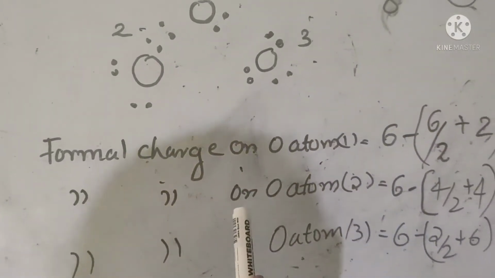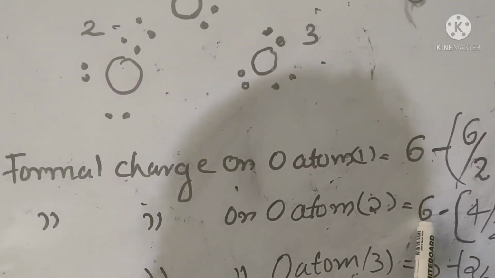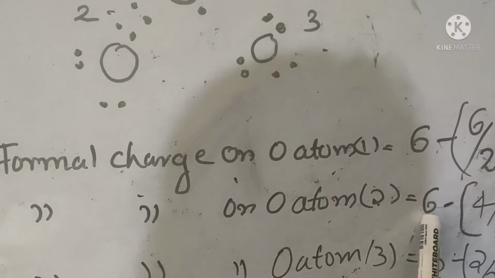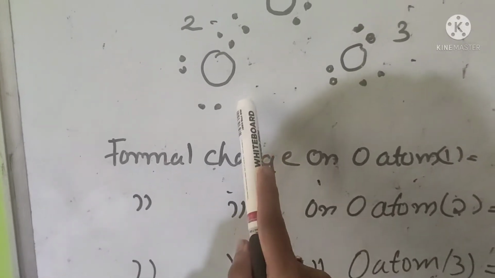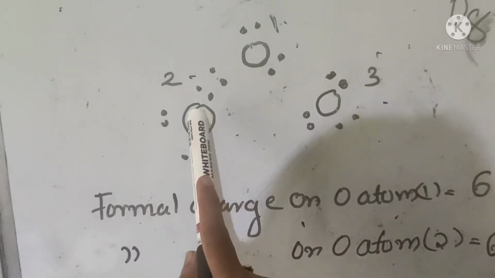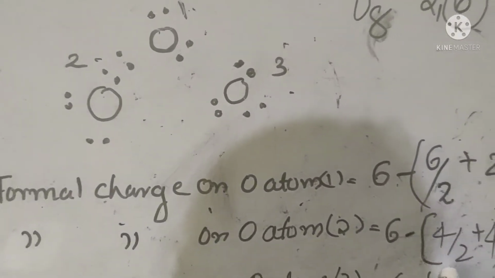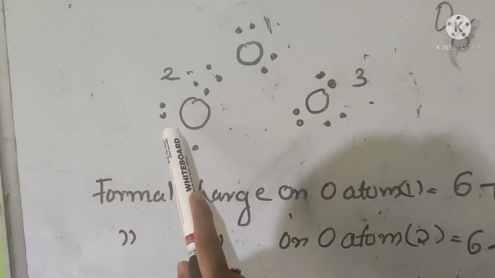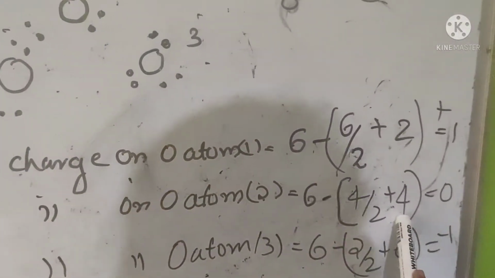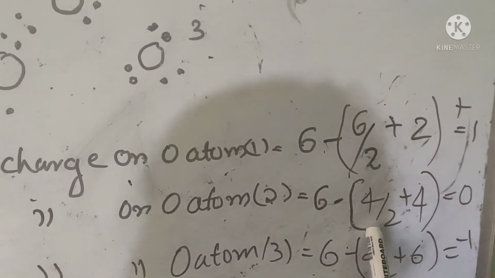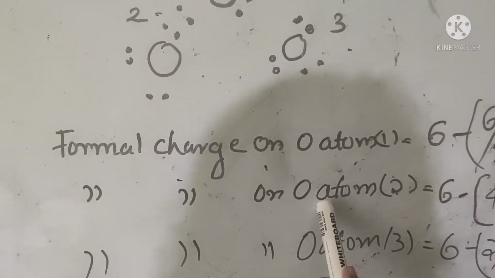Then the formal charge on oxygen atom 2 equals 6, the number of valence electrons of the free atom of the element, minus half of the number of bonding electrons. What is the number of bonding electrons here? That is 4, 1, 2, 3, 4. 4 by 2, plus the number of non-bonding electrons, 1, 2, 3, 4. That is 4. 6 minus 4 by 2 plus 4 equals 0. 0 is the formal charge on oxygen atom 2.